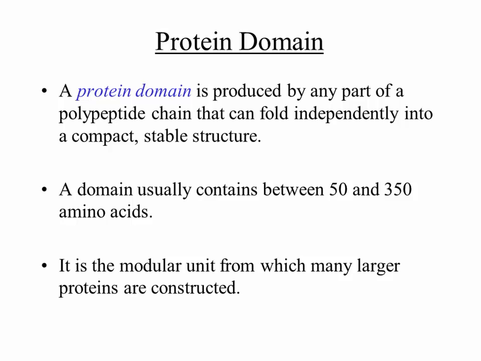Now sometimes in a polypeptide chain, parts of it might independently fold up into different shapes, and you'll be calling that a protein domain. So a protein domain is produced by any part of a polypeptide chain that can fold independently into a compact stable structure. A domain usually contains between 50 and 350 amino acids, and it is the modular unit from which many larger proteins are constructed.